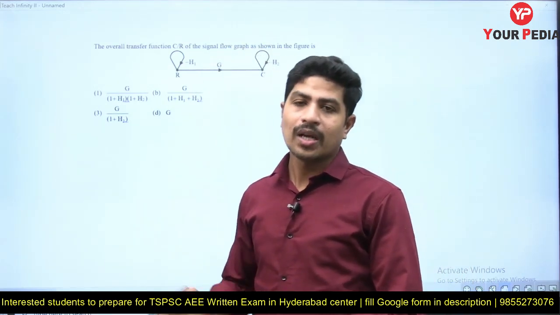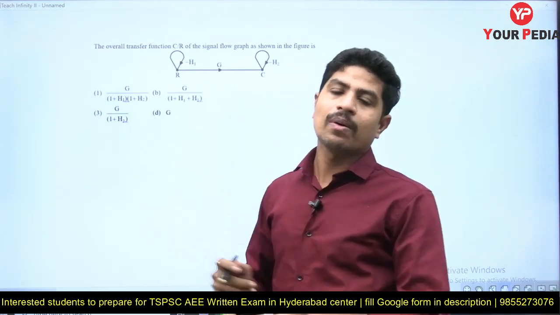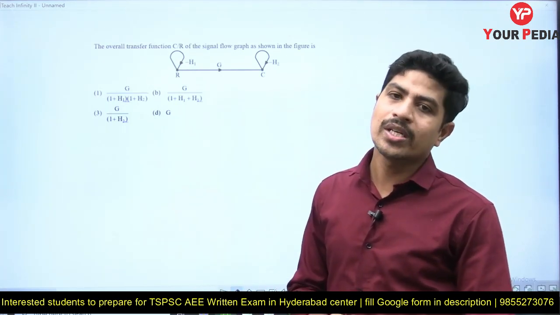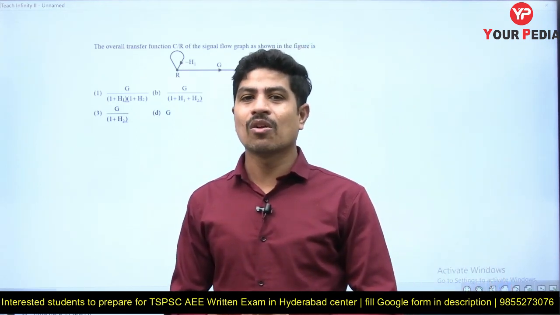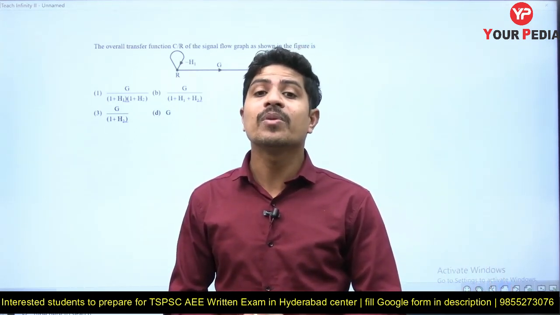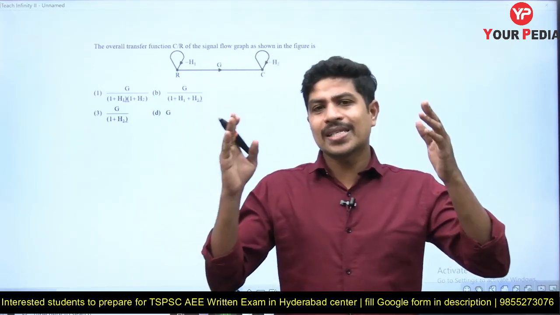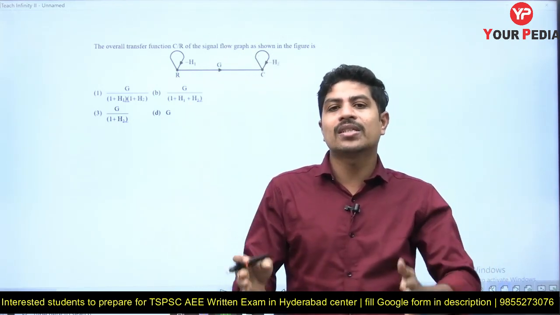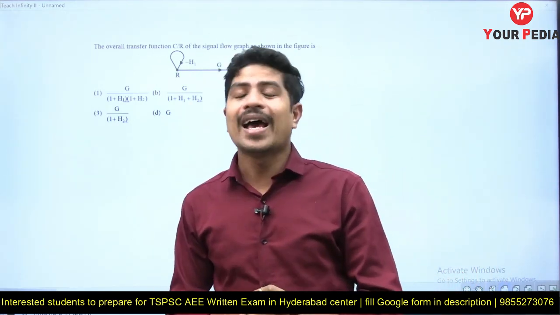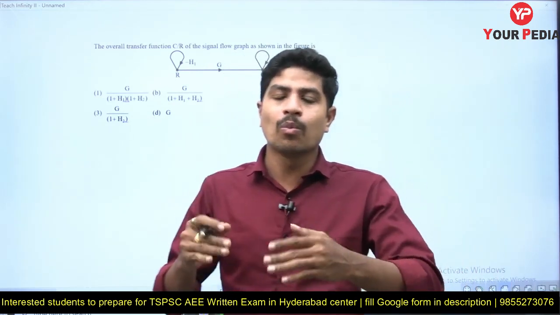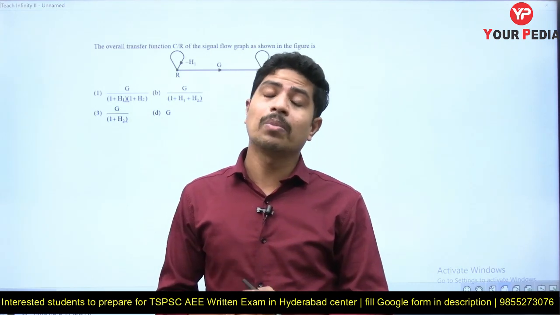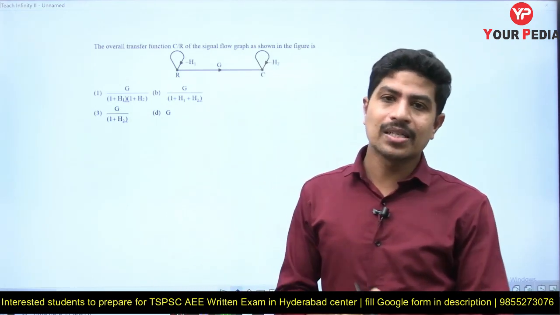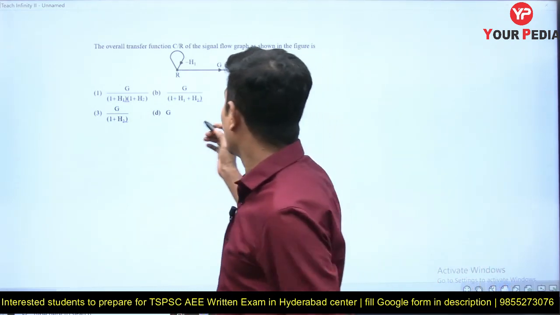First of all, Mason's gain formula is not applicable. Why? Because input node is not defined. If Mason's gain formula is not applicable, we have to go with the algebraic equations method. The very basic method of solving any signal flow graph is the algebraic equations method. As that is difficult if you go for more number of nodes, we go for Mason's gain formula. But if Mason's gain formula is not applicable, we have to go with the basic method, that is the algebraic equation method.